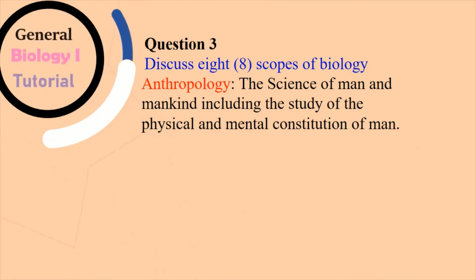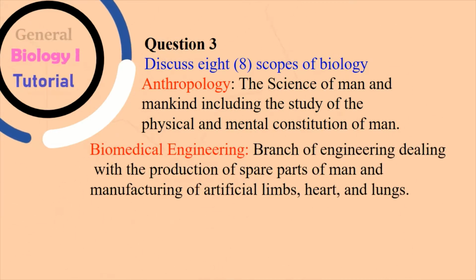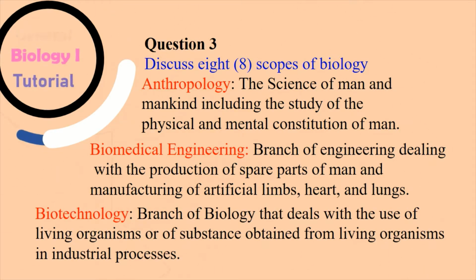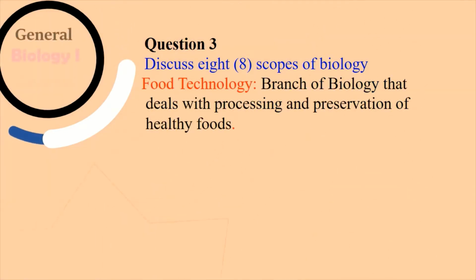Anthropology, the science of man and mankind, including the study of the physical and mental constitution of man. Biomedical engineering, branch of engineering dealing with the production of spare parts of man, and manufacturing of artificial limbs, heart, and lungs. Biotechnology, branch of biology that deals with the use of living organisms, or of substances obtained from living organisms, in industrial processes. Food technology, branch of biology that deals with processing and preservation of healthy foods.